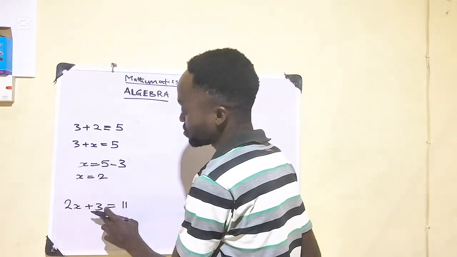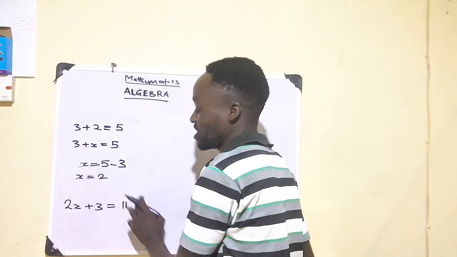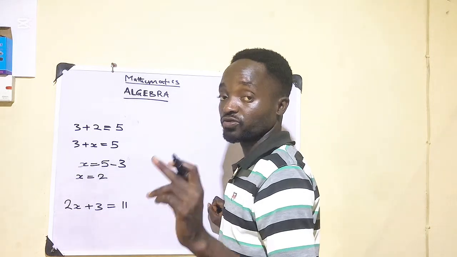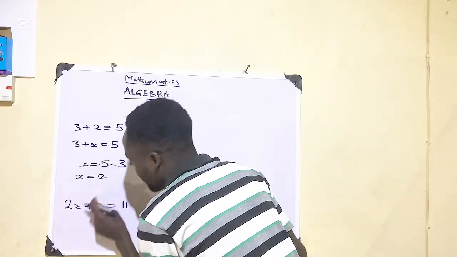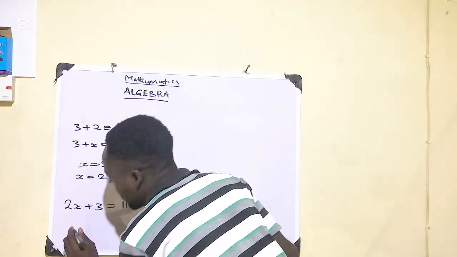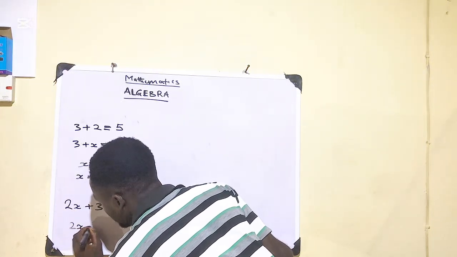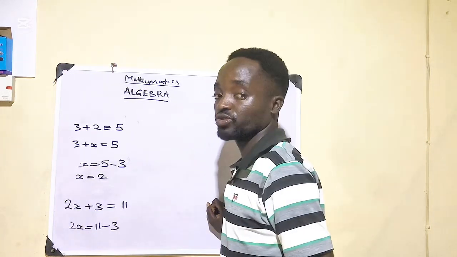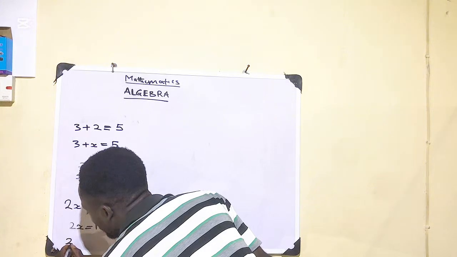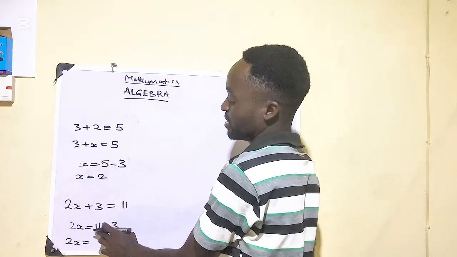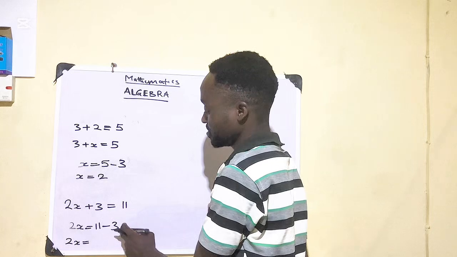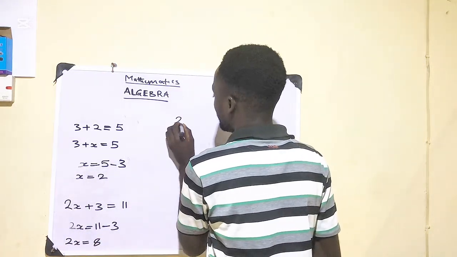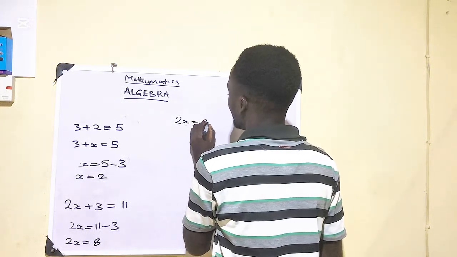So from here, to make x the subject, first I have to start by carrying this 3 to the other side of the equation. Remember, I told you that if a plus number is crossing to the other side of the equation, it's going to turn to minus. So by the time I bring this 3 to this side, it is going to turn to minus 3. So I'll be left with only 2x equals 11 minus 3. The 3 has come to this side, that's why it turned to minus. So I have 11 minus 3, and that will give me 8. So what I have there is 2x is equals to 8.